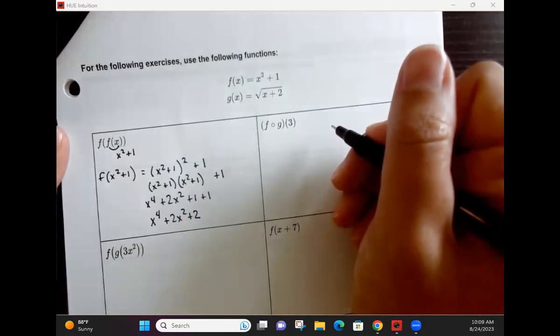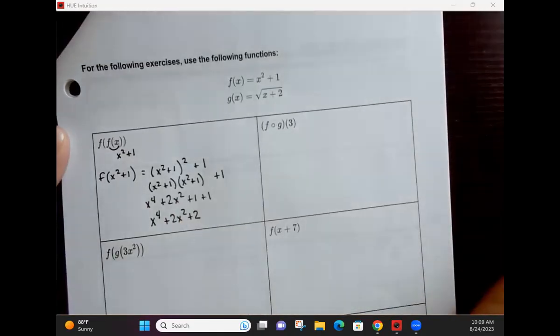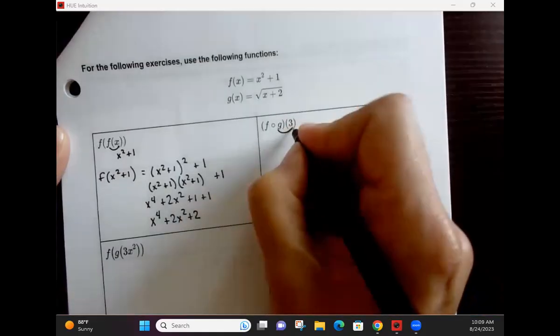F of g of 3. This is back to what we talked about yesterday. I have a number there. I have a value for x. I'm going to plug in that value for x. Work from the inside out.